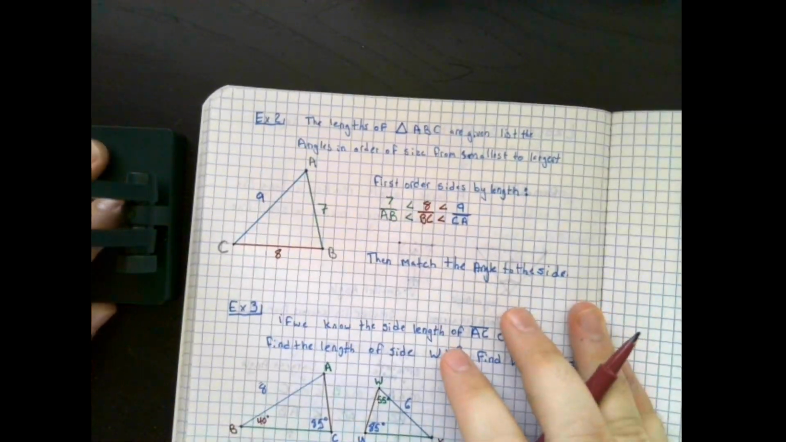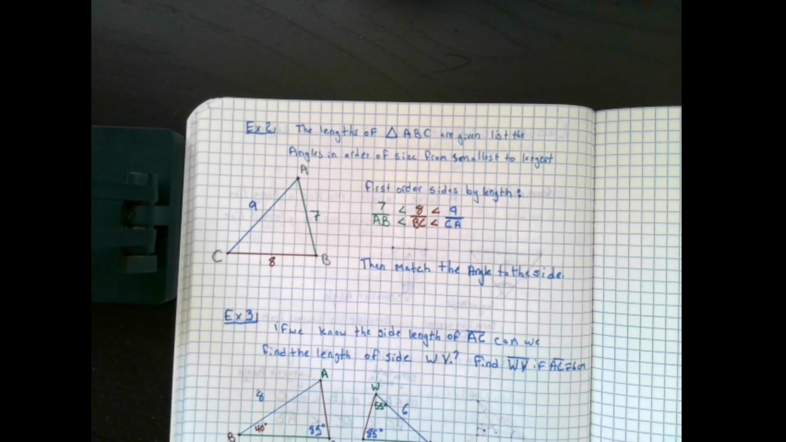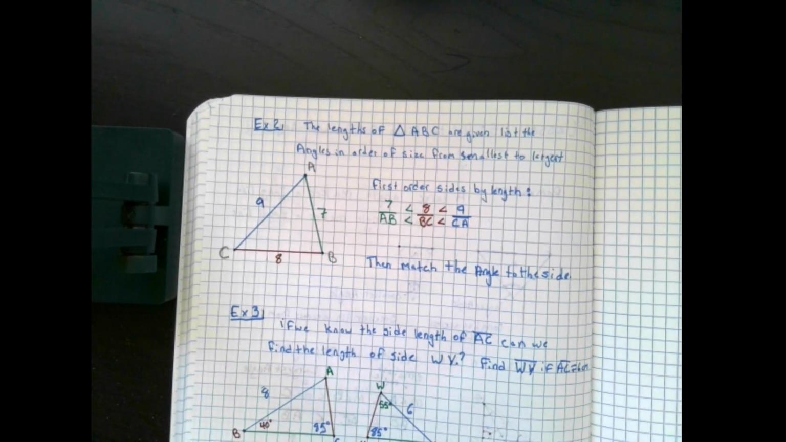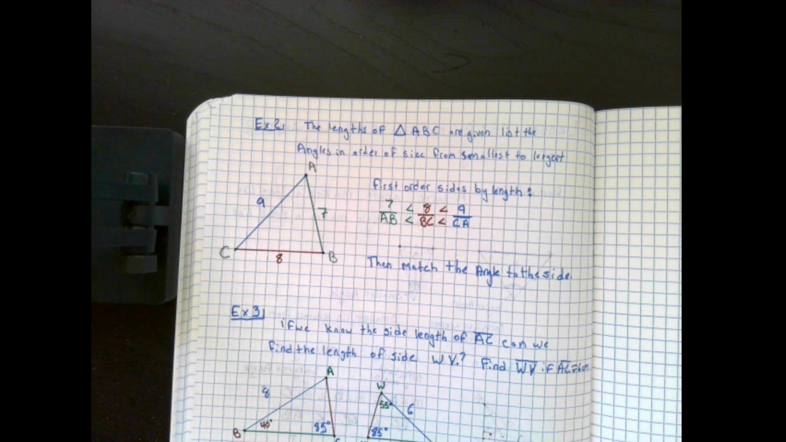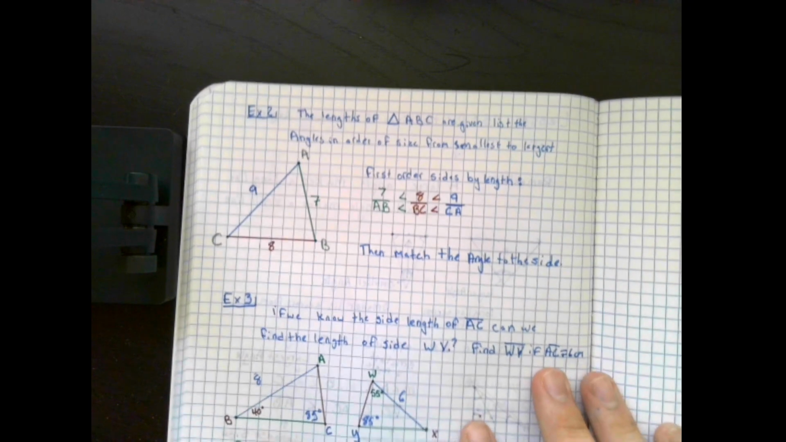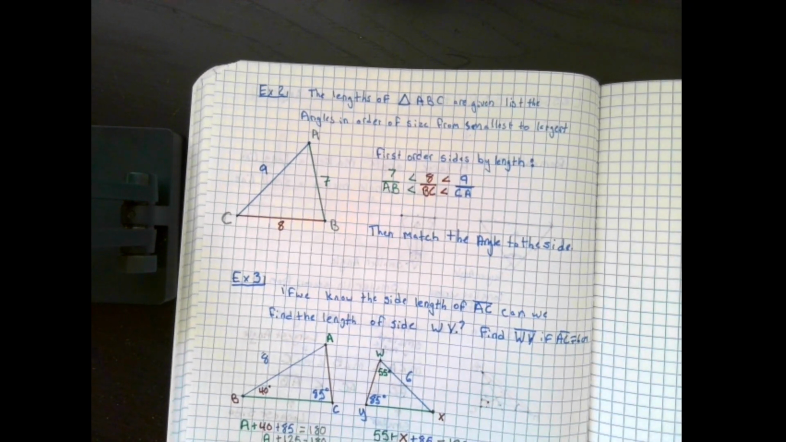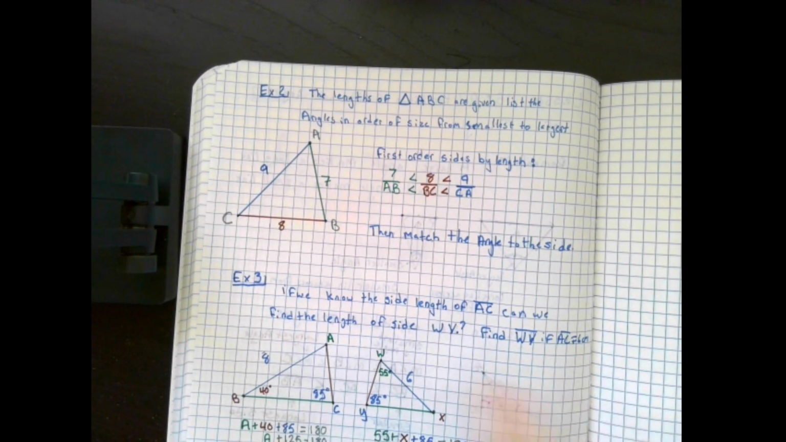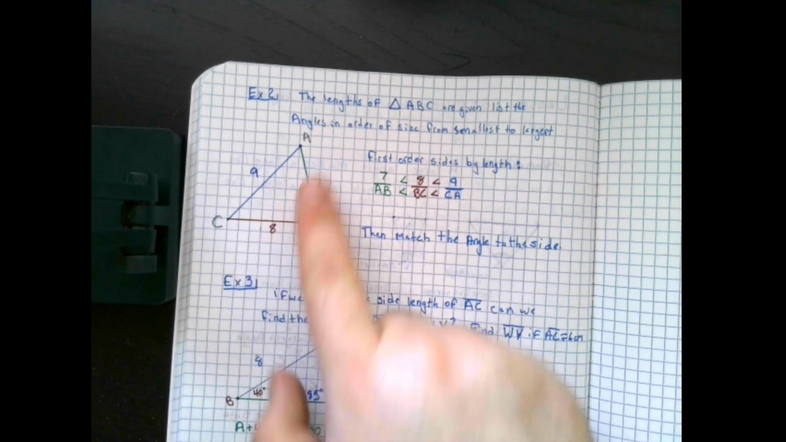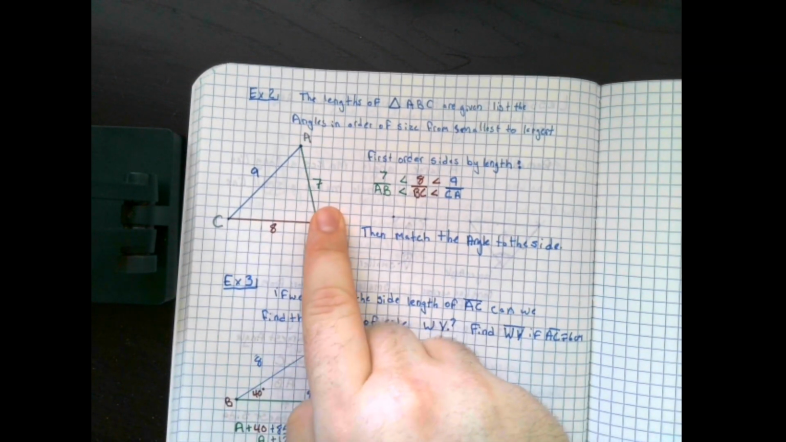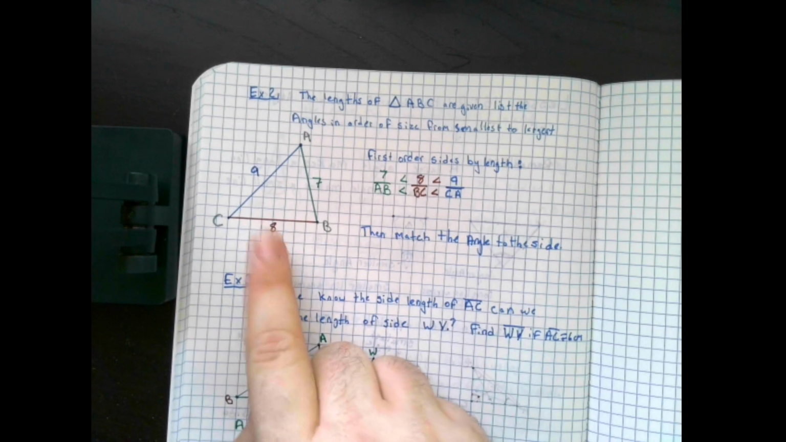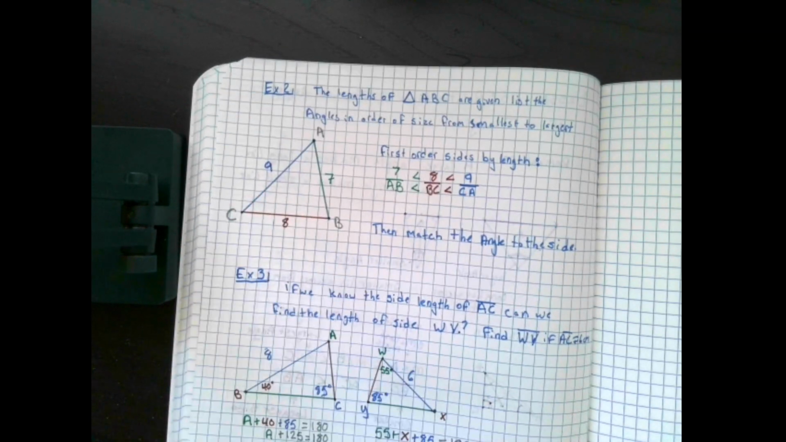In example 2, we are told that the lengths of triangle ABC are given and are asked to list the angles in order of size from smallest to largest. So, we are given that AB is 7, CB is 8, AC is 9.